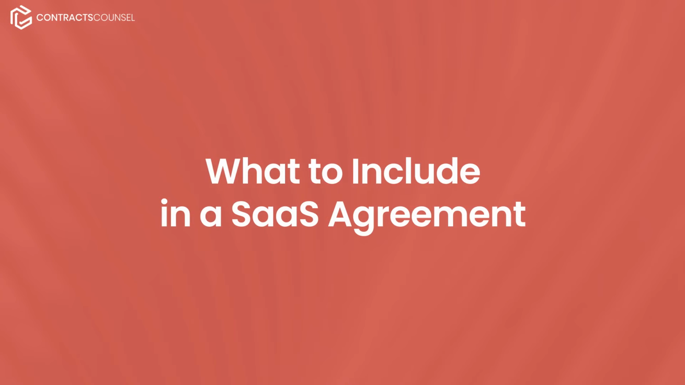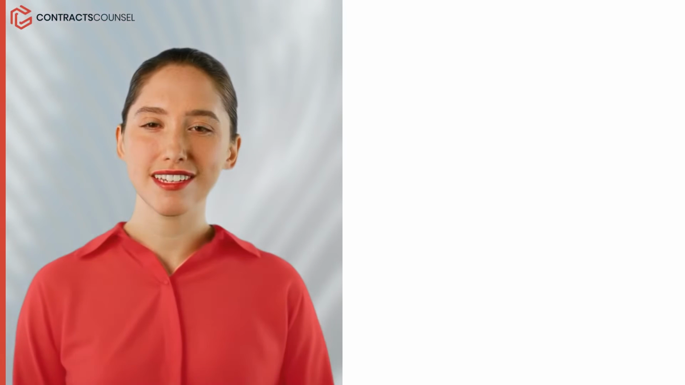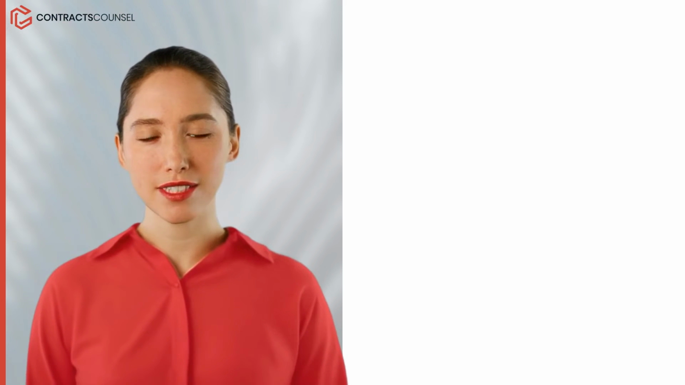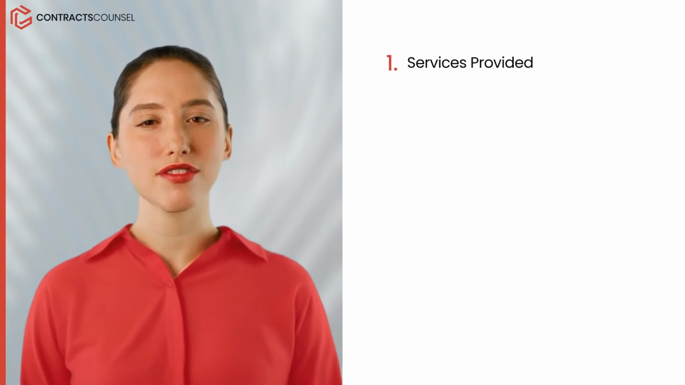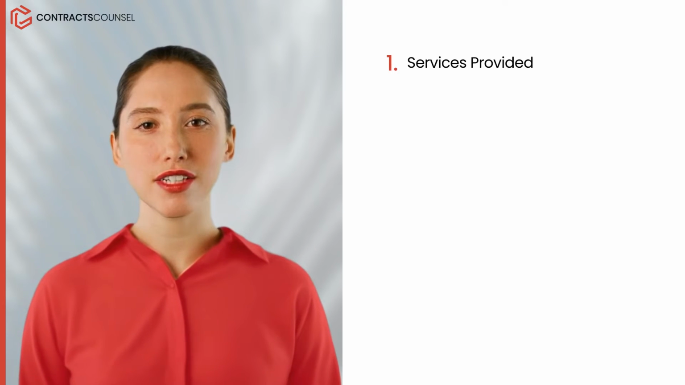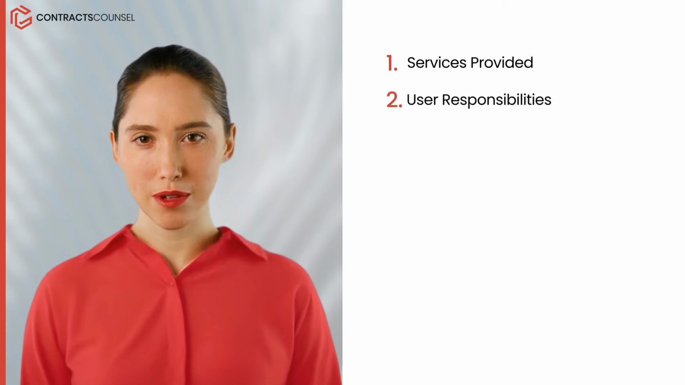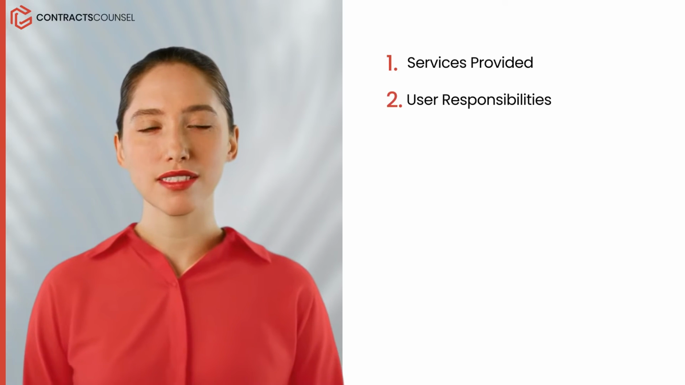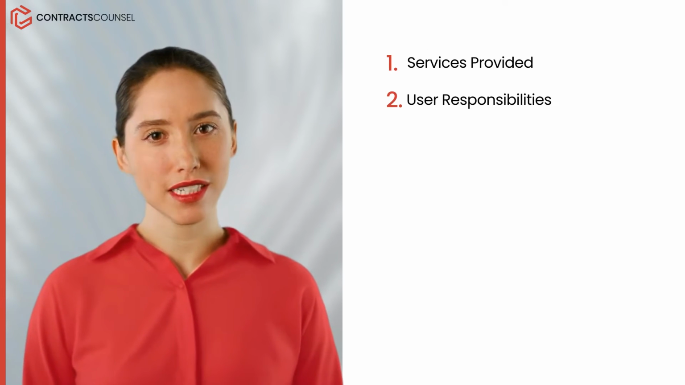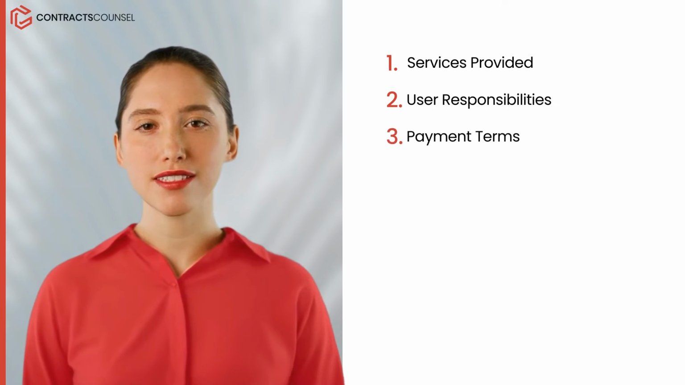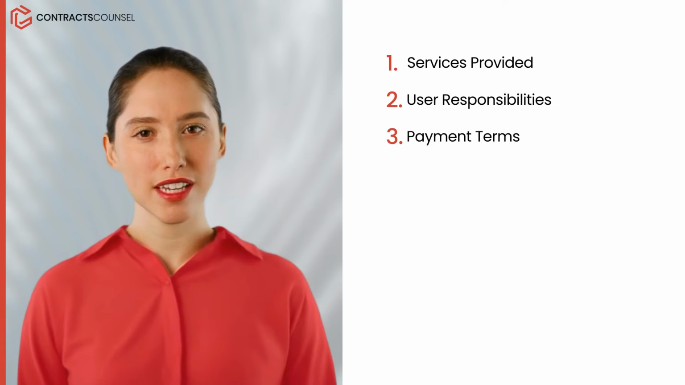What to include in a SaaS agreement? There are common terms used in SaaS agreements. Here are some common clauses you will find. 1. Services provided. This clause clearly describes the software services being offered. 2. User responsibilities. This outlines what is expected from the users while using the service. 3. Payment terms. This specifies the pricing, payment methods, and billing cycle.